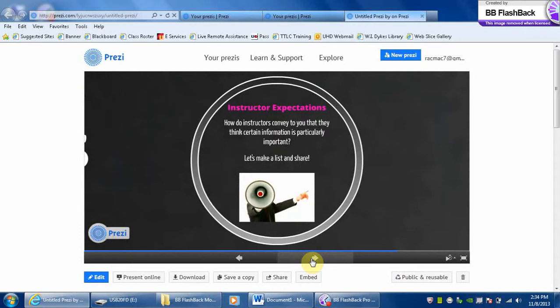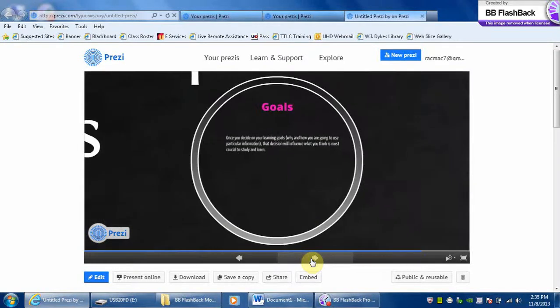Instructor expectations are how the instructors convey to you that they think certain information is particularly important. Try to make a list of ways your professors in the past have indicated that something is more important than something else. And last, your goals. Once you decide on your learning goals, why and how you're going to use particular information, that decision will influence what you think is most crucial to study and learn.